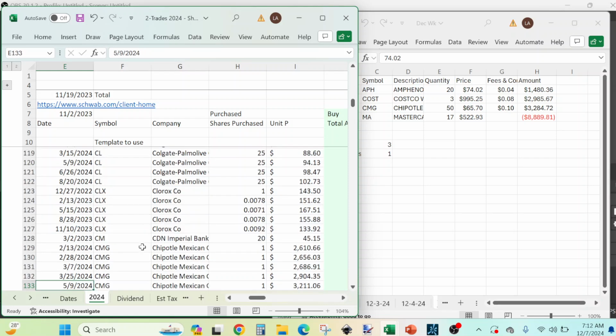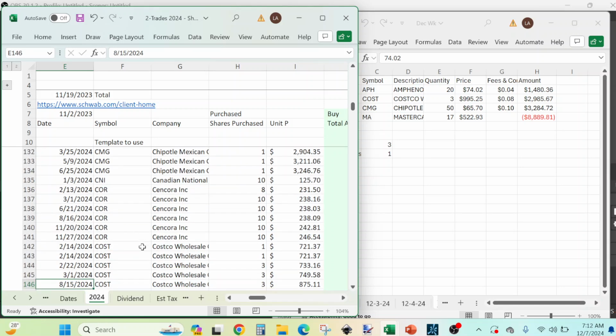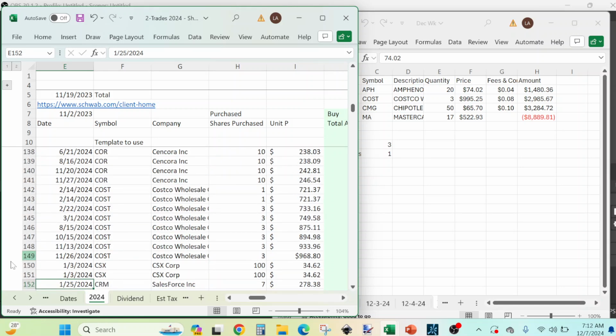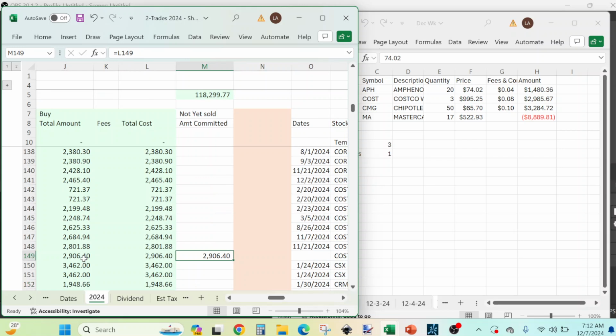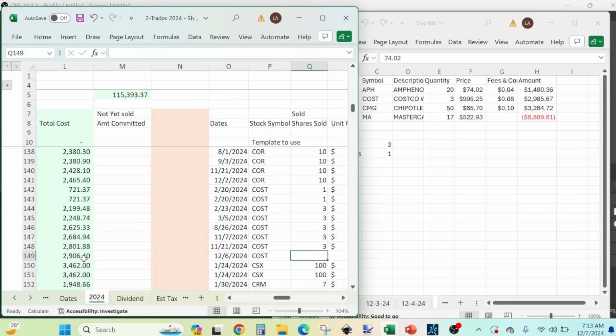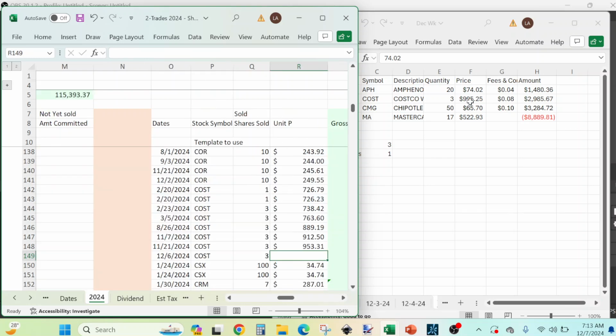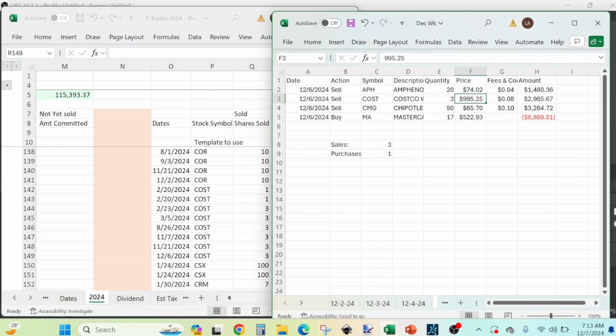And as you can see, we trade the same stocks over and over and over. So we bought it on the 26th of November. We will remove the commitment because it has been fulfilled. And we sold it on the 6th of December. All 3 shares. We will enter the price per share that we sold it at.